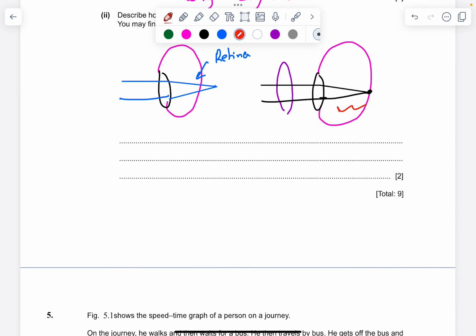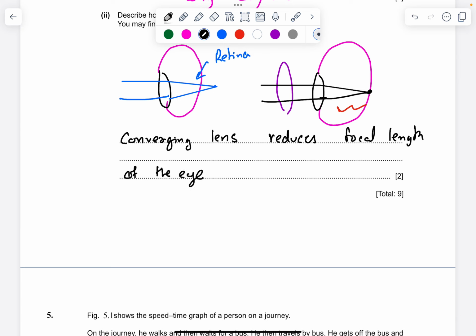So what can I write over here as a reason? Converging lens reduces focal length of the eye so that rays can converge on retina.